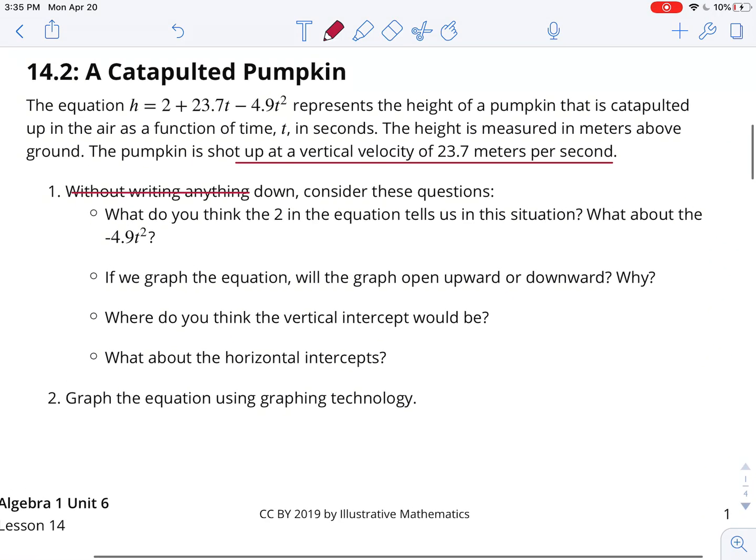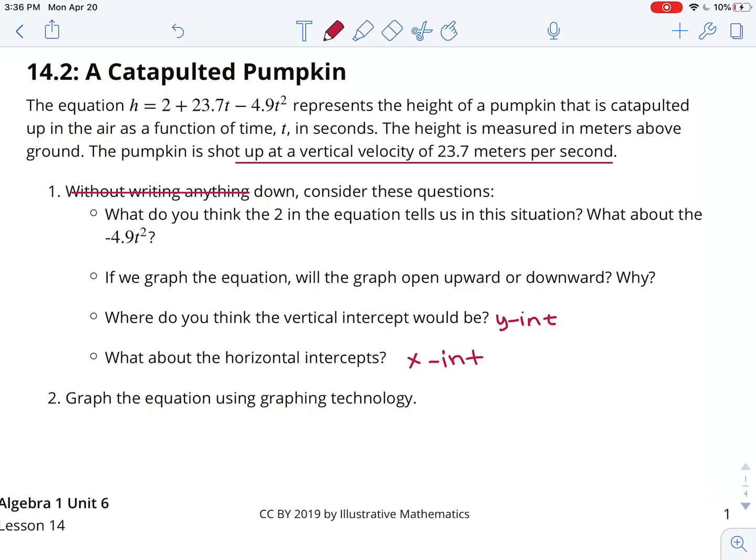Now for number 1, you might want to actually jot a couple quick notes down and consider the questions. What do you think the 2 in the equation tells us? And what about the negative 4.9t squared? If we were to graph the equation, would that graph open upward or downward, and why? Where do you think the vertical intercept would be? And what about the horizontal intercepts? Remember the vertical intercept being our y-intercept, and the horizontal intercept being our zeros or our x-intercepts.